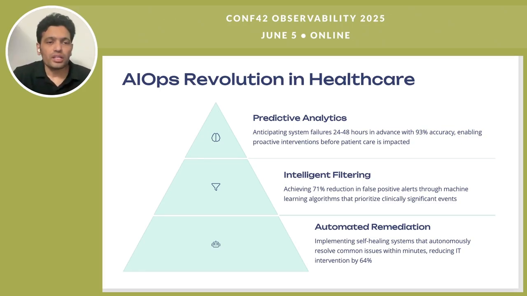Second, intelligent filtering reduces false positive alarms by 71%, focusing IT teams on clinically significant issues. Finally, automated remediation enables self-healing systems, resolving complex issues in minutes and cutting IT interventions by 64%. This dashboard prioritizes critical alerts. AIOps makes observability smarter and more efficient. Let's see how edge-based observability takes this further.